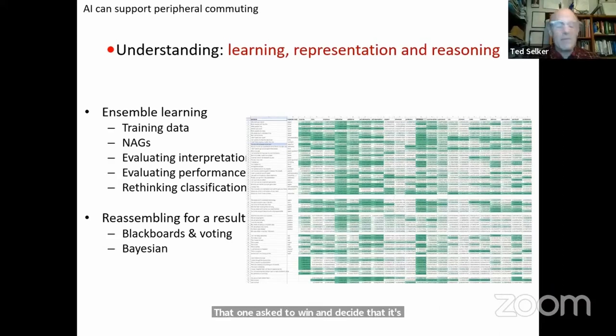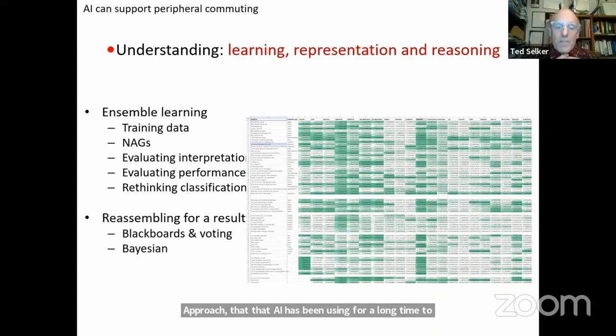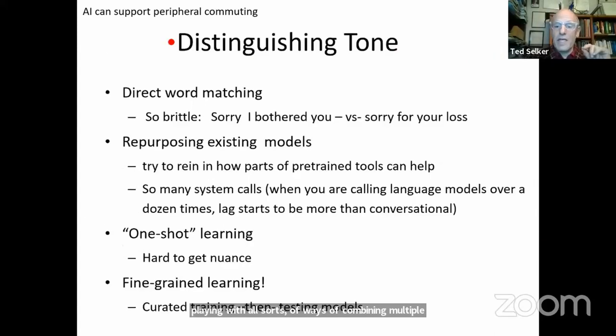And it also has to be a time that the person's ready to be listened to by the user. And so there's something called a blackboard system, which is really a conflict resolution approach that AI has been using for a long time to have a lot of knowledge experts decide. And much more modern systems use voting between different machine learning models, and more sophisticated approaches like Bayesian nets that go into different states along the way. So we've been playing with all sorts of ways of combining multiple kinds of AIs to decide when it's appropriate and what to say to a person to support their communication.